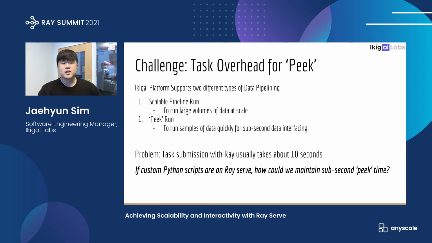The problem is that our Ray cluster lives in our Kubernetes cluster. When we want to submit a job to the Ray cluster, it takes about 10 seconds for us to create not only the task definition as a Python file itself, but also the task submission itself to the Ray cluster takes about 7 to 8 seconds in total, on average. So the question is, if custom Python scripts are on Ray Serve, how could we maintain a sub-second peeking time?